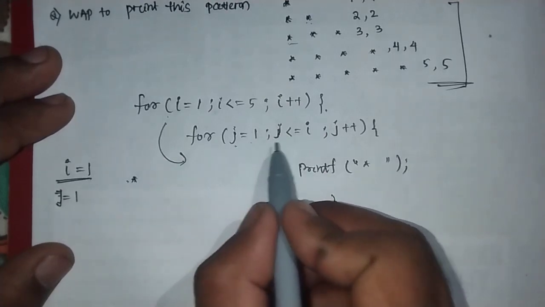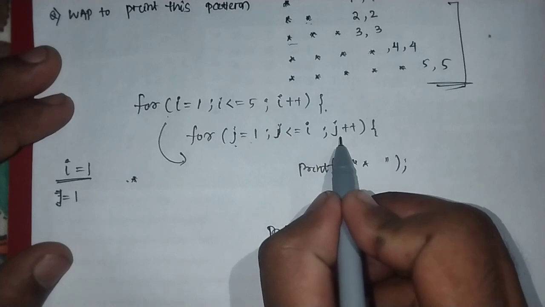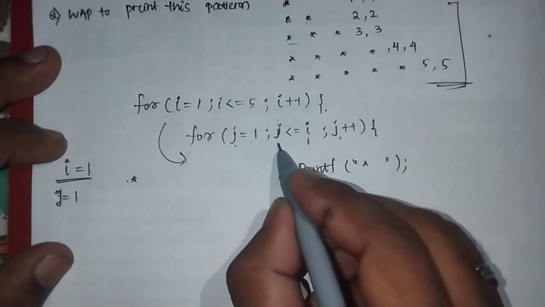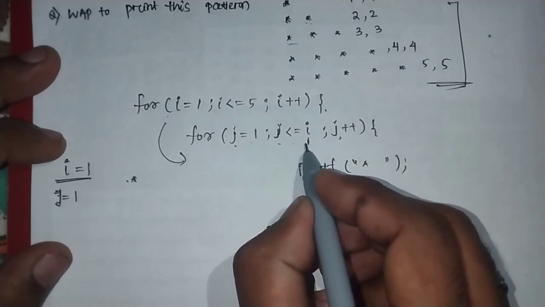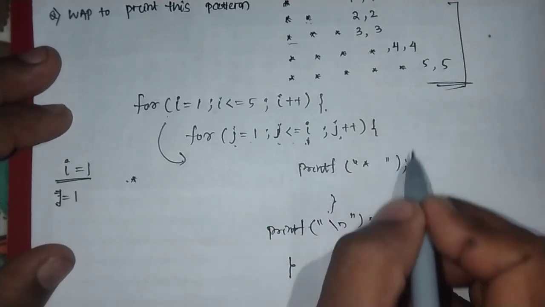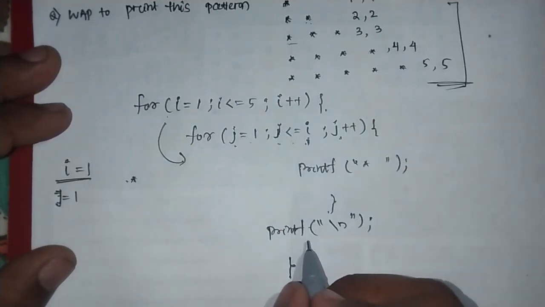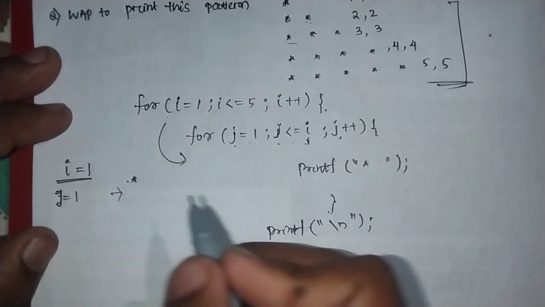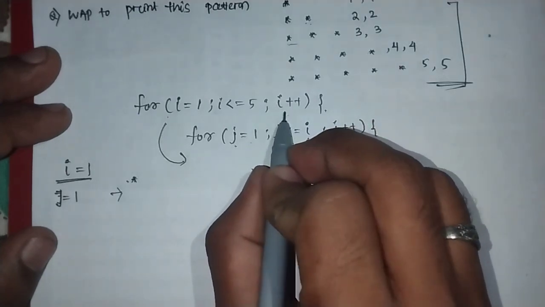Now it will update the value of j. The value of j will update to 2. Here the value of i equals 1, and now the value of j equals 2. Is 2 less than or equal to 1? No. So it will come out of the loop. Now the compiler will go to the next line, so it came to this line. Now the value of i will be updated to 2.